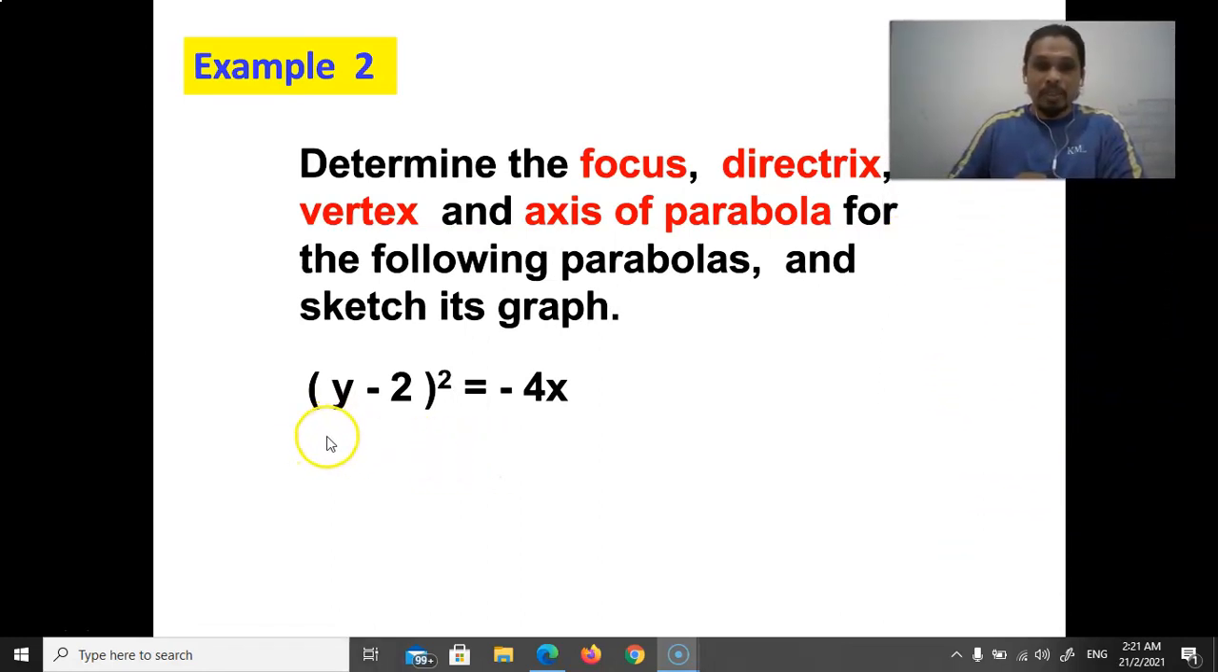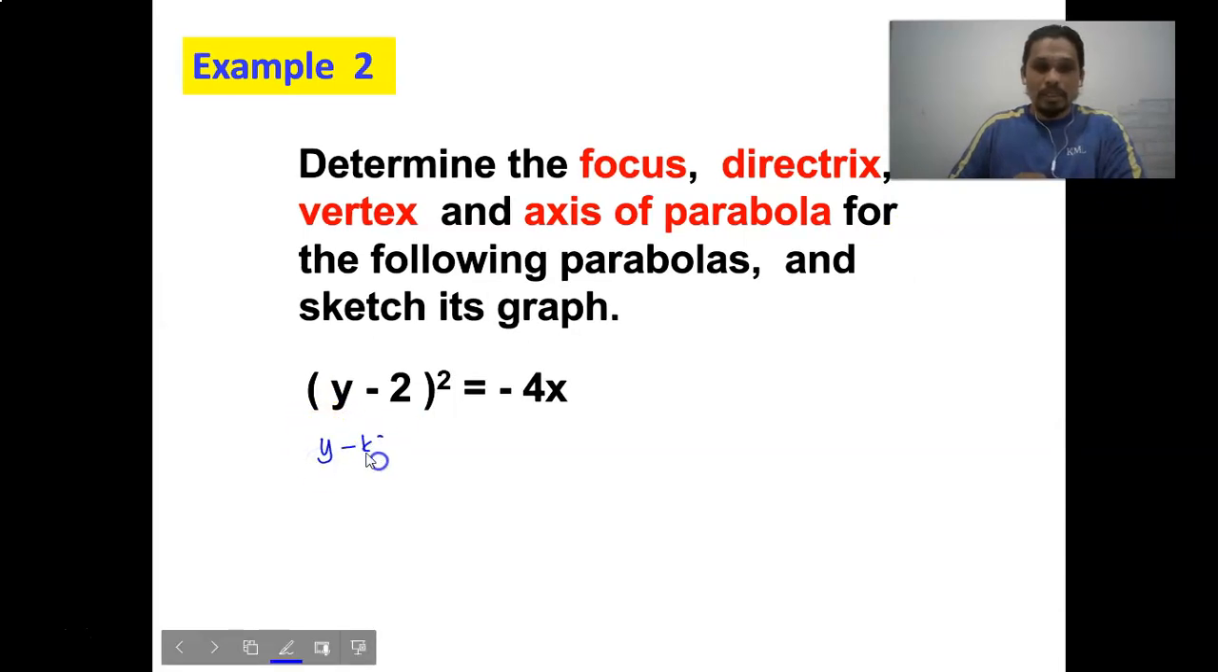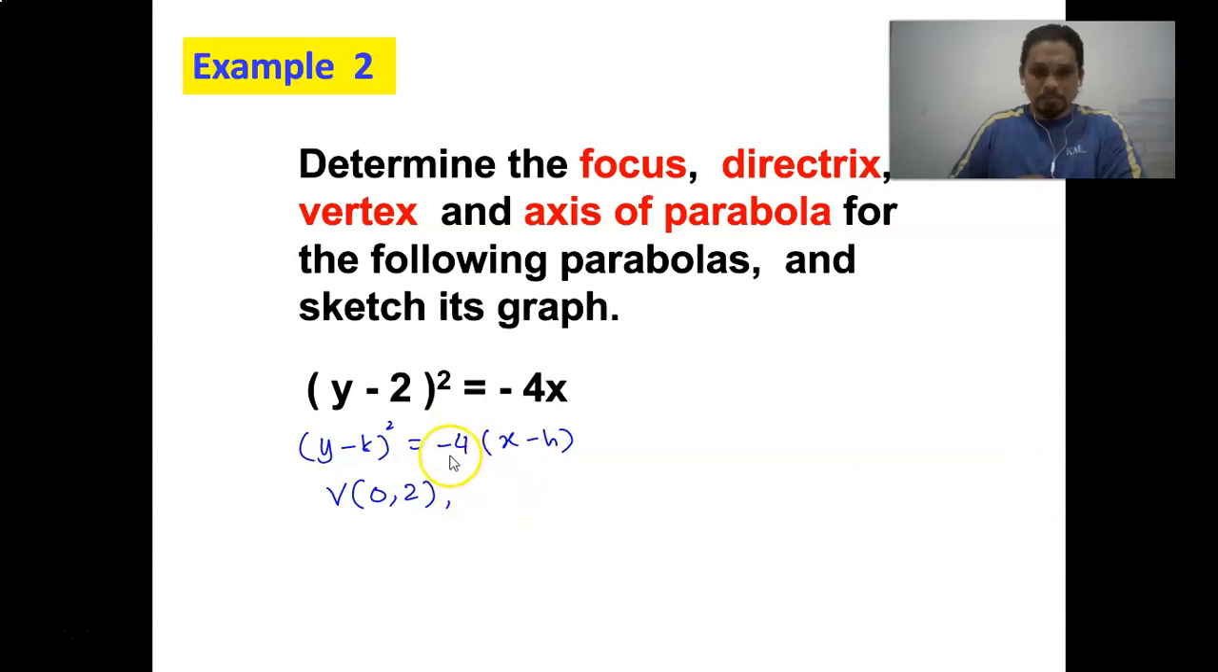So then we compare with the equation of a parabola in the standard form, (y minus k) squared equal to 4p times (x minus h). According to this one here, the vertex has k equal to 2 and h equal to 0, so the vertex is (0, 2). And negative 4 compared with 4p, then p equals negative 4 divided by 4, which is negative 1, which is less than 0.